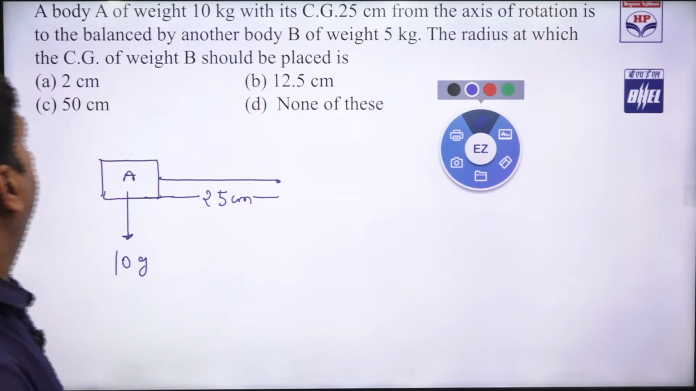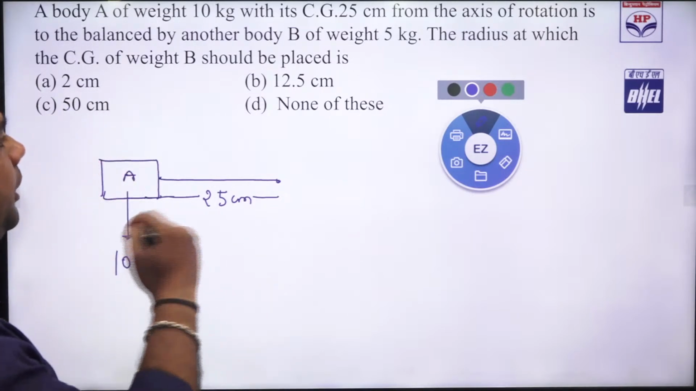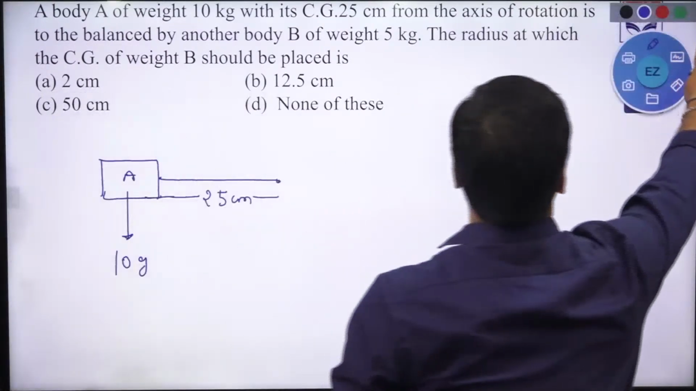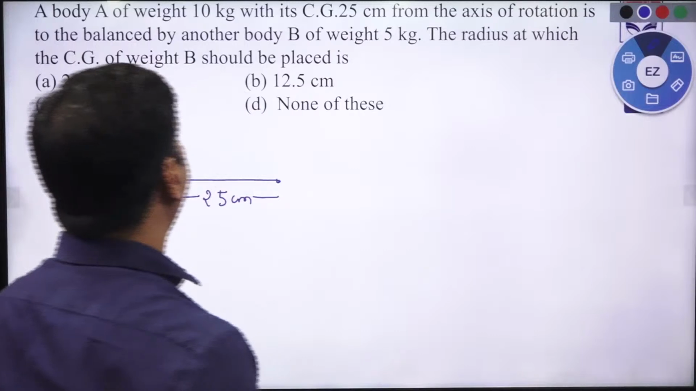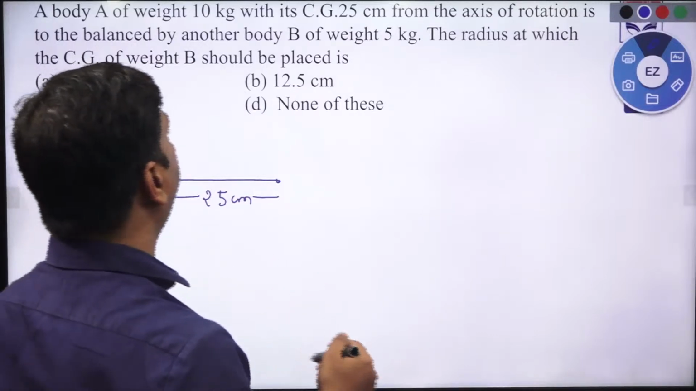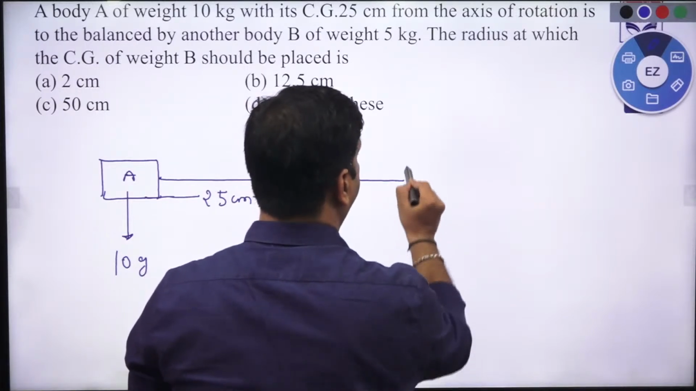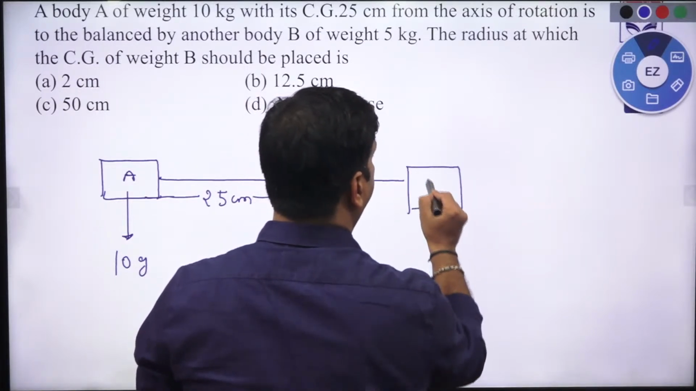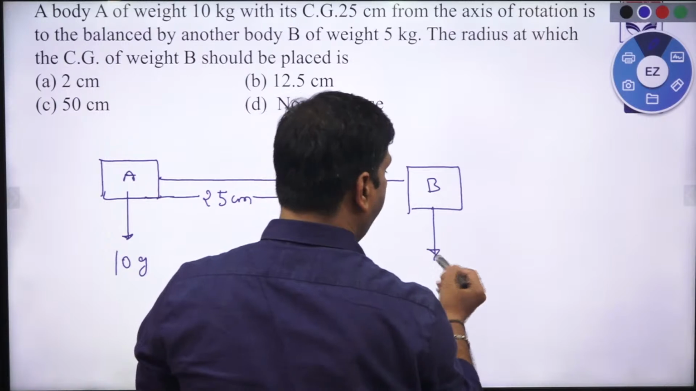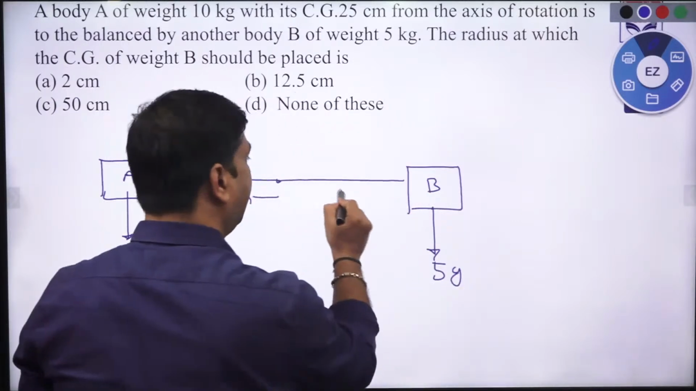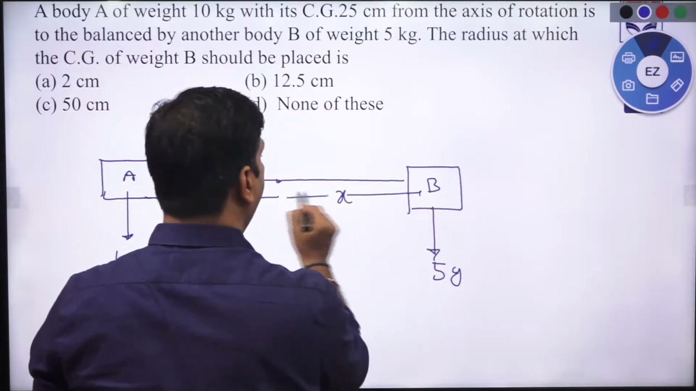Okay, it is to be balanced by another body B of weight 5 kg. The radius at which the CG of the body B should be placed is what we need. So if I introduce it like this, this is a body B having the mass 5 kg, so it is 5g, and this is the distance x. So we have to find out the value of this one.